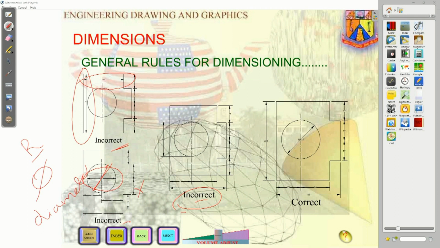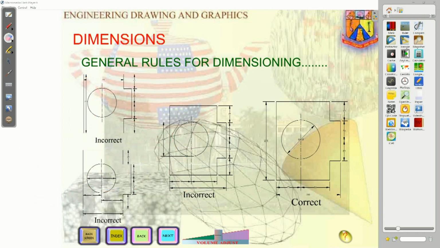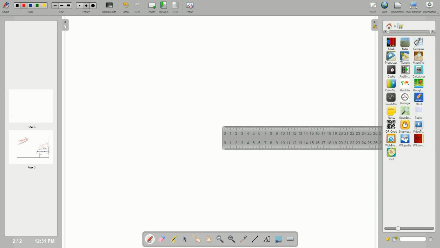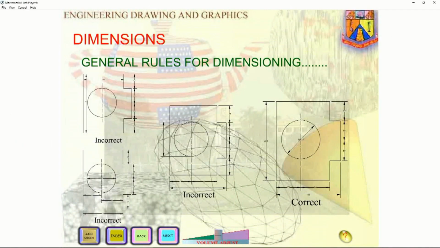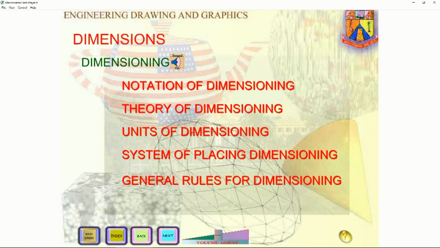Everything is outside: 15 mm on the left side, and 57, 59, everything is outside. But what about the incorrect one? You are showing this circle with 15 mm. Why not show it like this by 15 mm? So that is incorrect; if you want to do it properly, this is the proper dimensioning. So you have to follow certain rules in dimensions. So these are the dimensions.